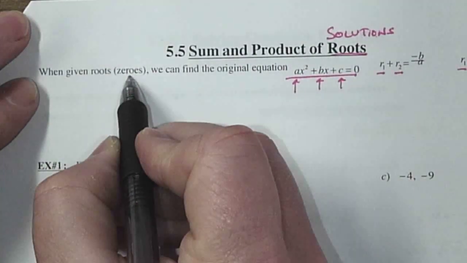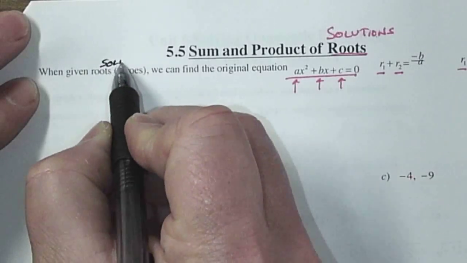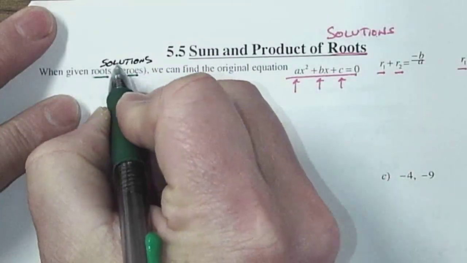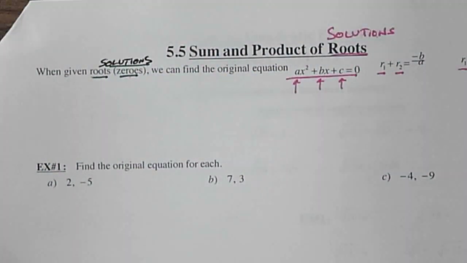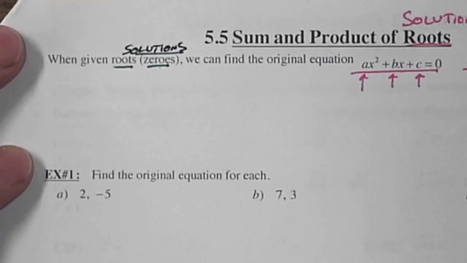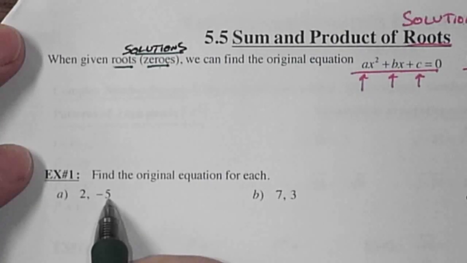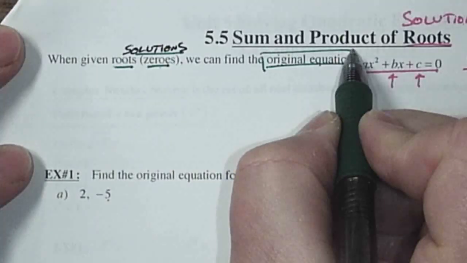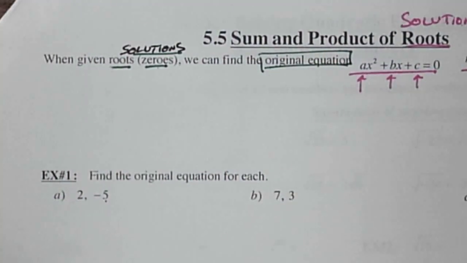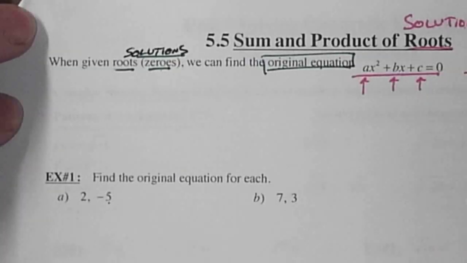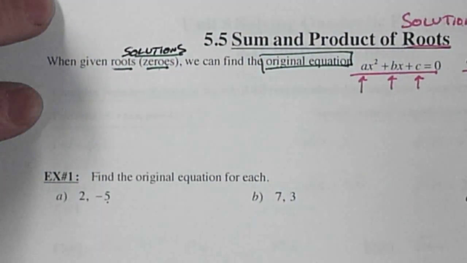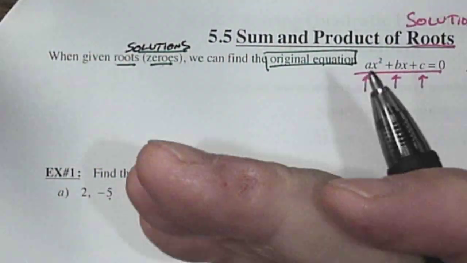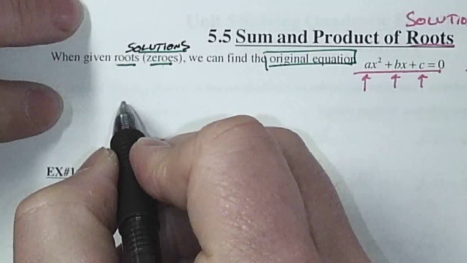Okay, when given roots or zeros or solutions, so now I just gave you three different words that all mean the same thing. When given those, look at example 1a, 2 and negative 5. Can we find the original equation? Well, yes. And we could do it through this sum and product bit. That's kind of cool and interesting and makes math really interesting.